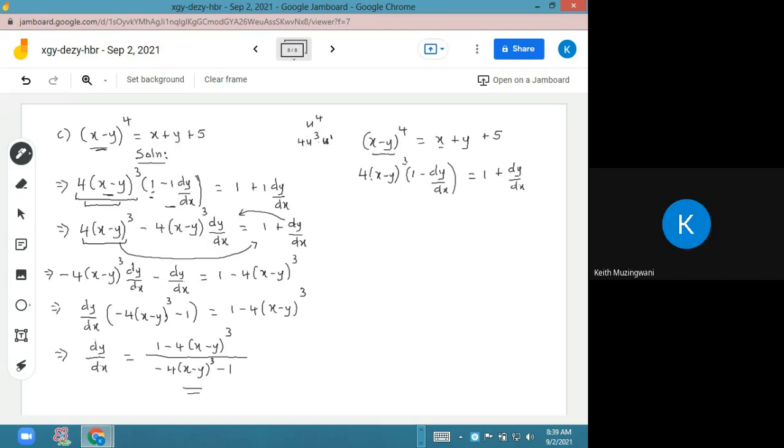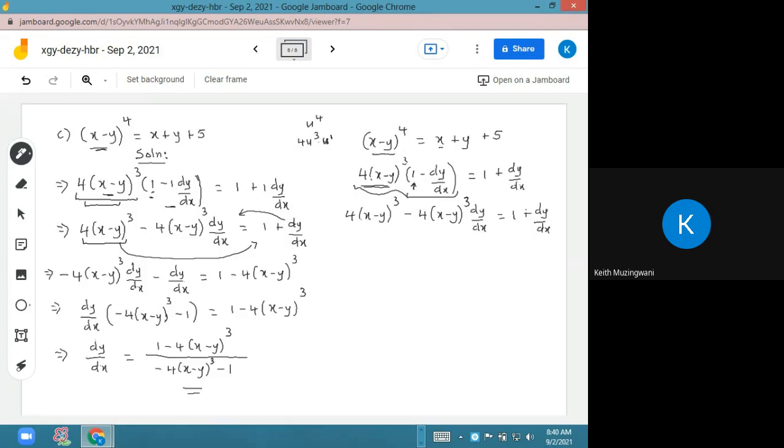No, look. Then here we expand now. What is this multiplied by 1? We'll get 4(x minus y) to the power 3 minus, what is this multiplied by dy/dx? We'll have 4(x minus y) to the power 3 dy/dx is equal to 1 plus dy/dx. Here we're just expanding this by this. That's all we're doing.